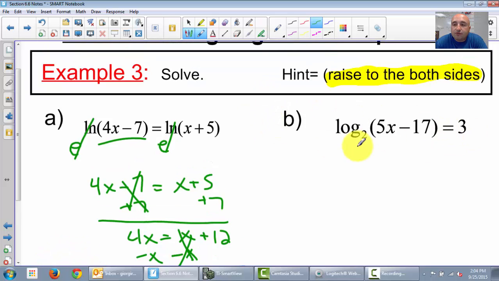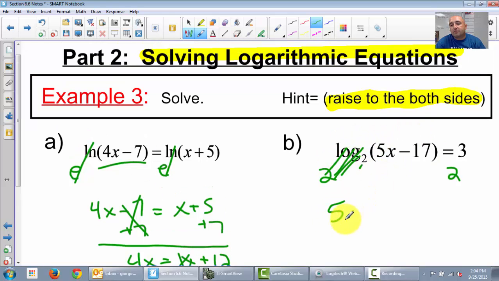We're going to do the same thing on this one, except there's only one log on the one side. We do this the exact same way. We need to cancel log base 2, so I'm going to take both sides and make it a base of 2. So 2 raised to the log base 2 goes away. I'm left with 5x minus 17, and that's equal to 2 to the third power. 2 times 2 times 2, which is 8.